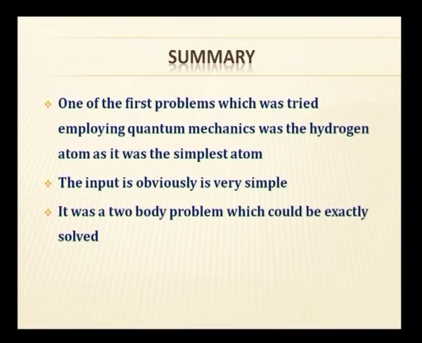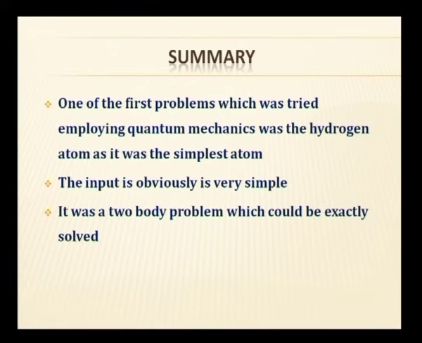So, we have been discussing so far the radial part of the Schrodinger equation, which will ultimately give the so called eigen values, and of course, we have to get the eigen functions also. The eigen functions refer to the state of the electron in the hydrogen atom. Now, we will move on to the summary part of this lecture. One of the first problems which was tried employing quantum mechanics was the hydrogen atom, as it was the simplest atom.